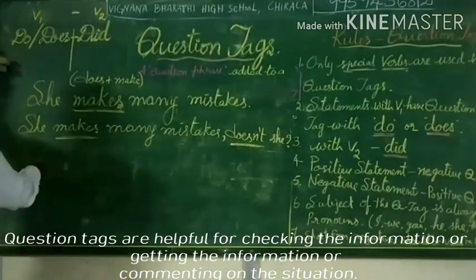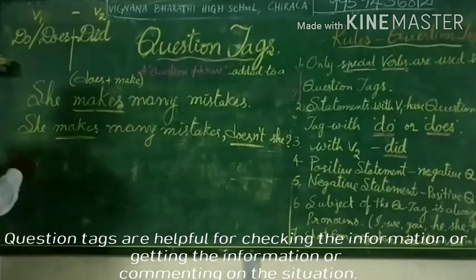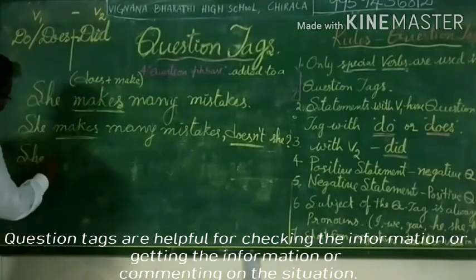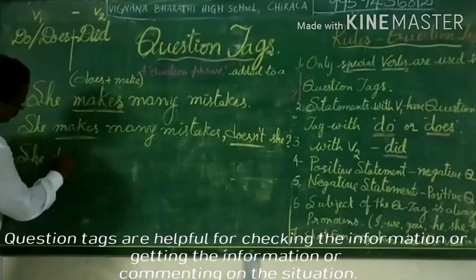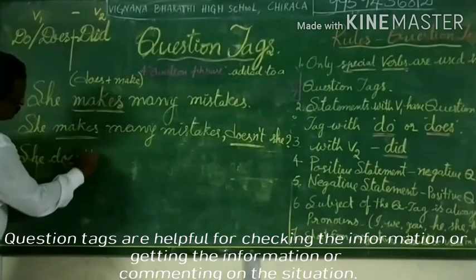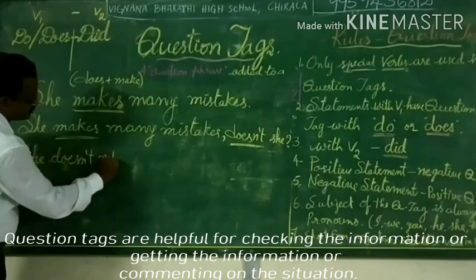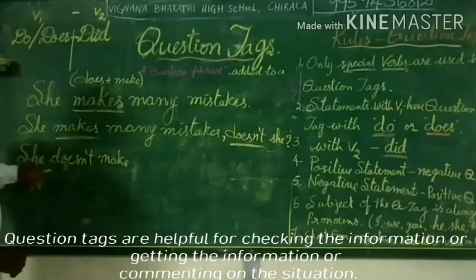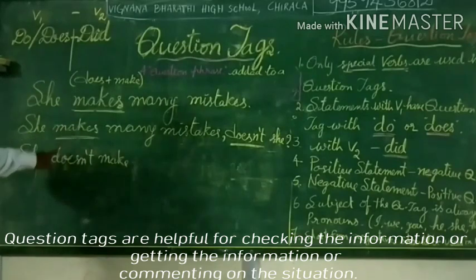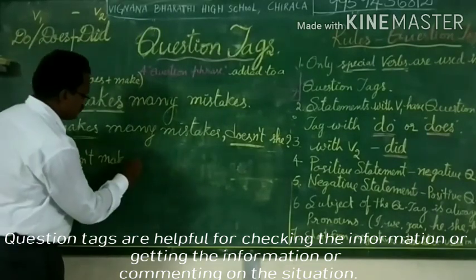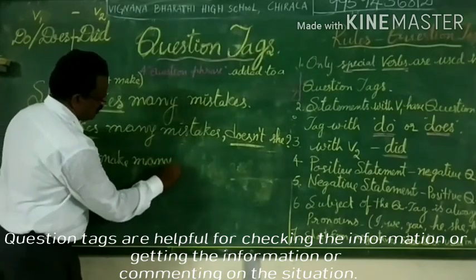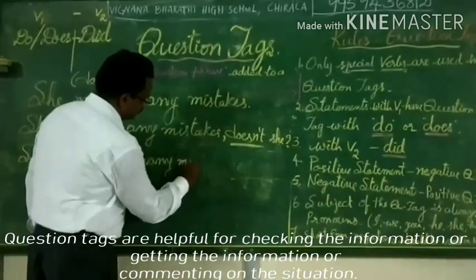So, for the same statement, we are making it negative. She doesn't make many mistakes. We are writing here a negative statement for this positive.